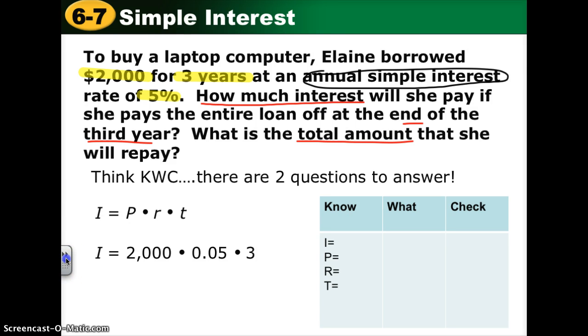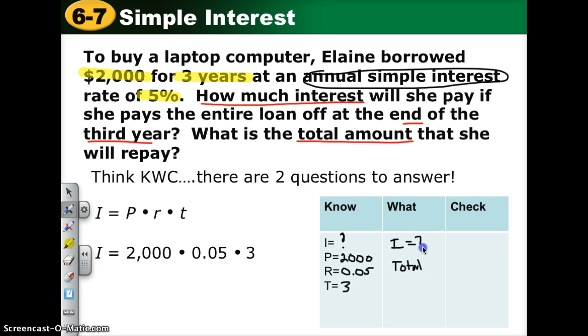So if we go back, before we write the equation out, I is the interest, which is what we're looking for. We don't know that. P is the principal, which is the amount of money you're starting with, either borrowing or investing. In this case, she's borrowing $2,000. Our rate is 5%, but when we put this into an equation, we need to turn it back to decimal form, which means we divide it by 100. T, the time, is in years, so we're borrowing this money for 3 years. What we're looking for is the interest and the total. What I equals and what the total equals.